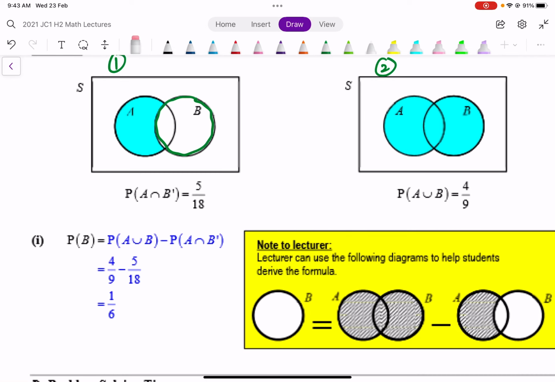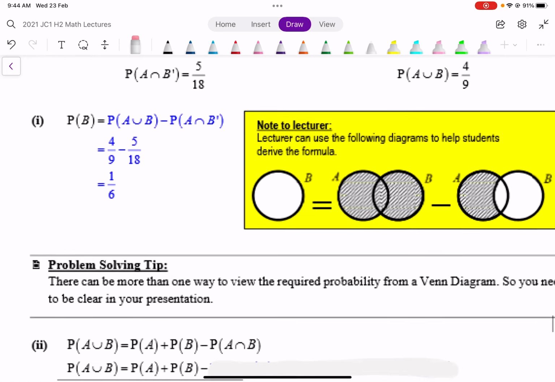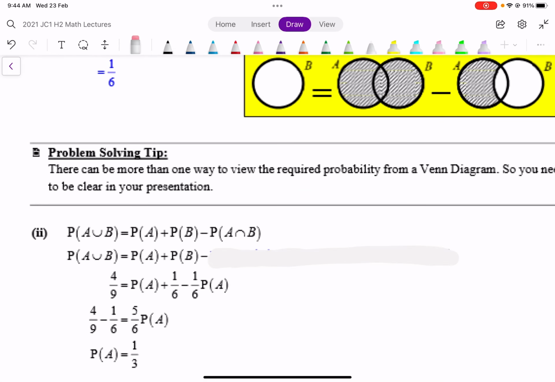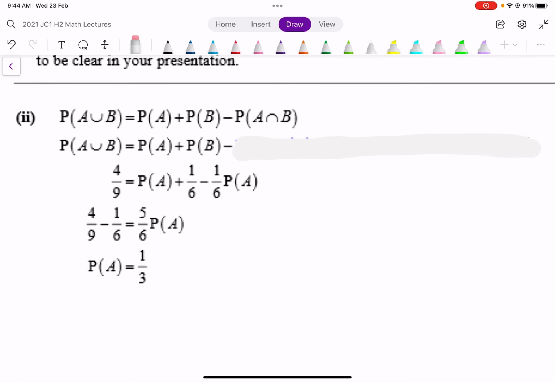Now the second part, I want to find the probability of A. How am I going to do it? I'm actually going to make use of the formula for A union B. You need to know your formula for probability of A union B, which is PA plus PB minus PA intersect B. Here I'm going to use the fact that A and B are independent. So if they are independent, then we can split the probability of A intersect B into PA times PB.